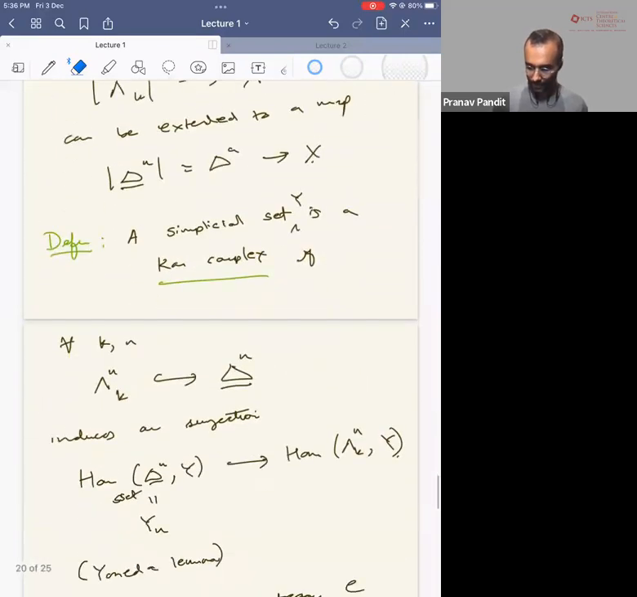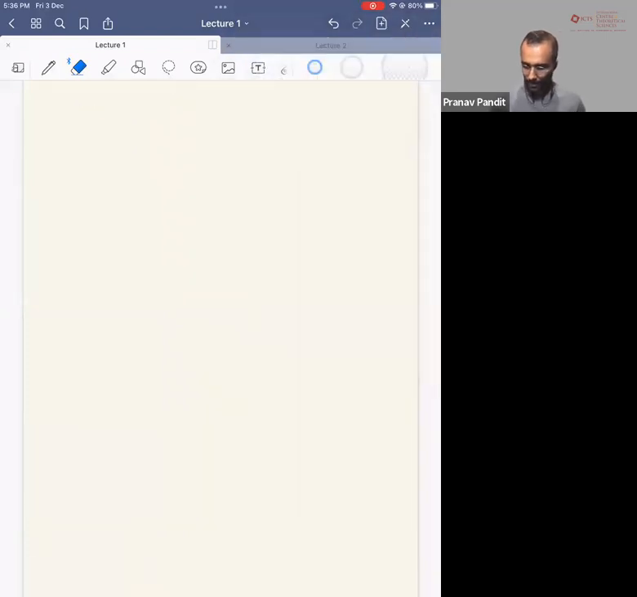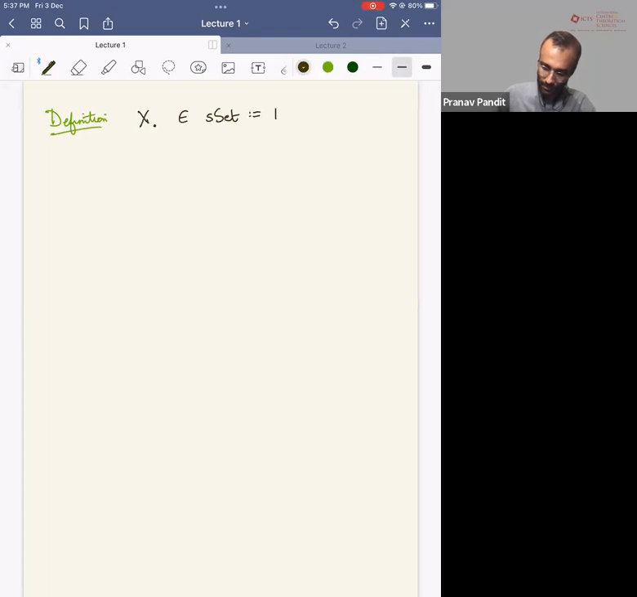And let's begin with a quick recap. So I'll begin with a definition that summarizes a lot of things we did last time. A simplicial set X is a functor from delta op to sets, where delta is the category of finite ordinals. If I have a simplicial set, then the simplicial set is a Kan complex if it satisfies the horn filling condition.